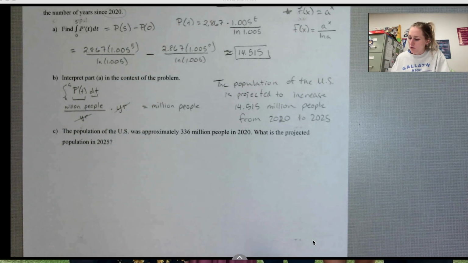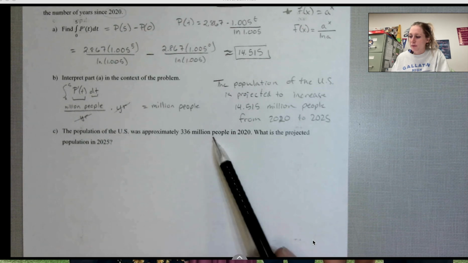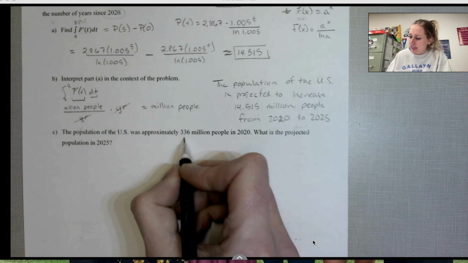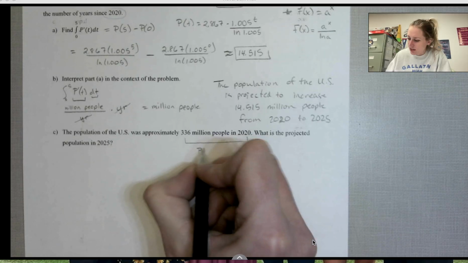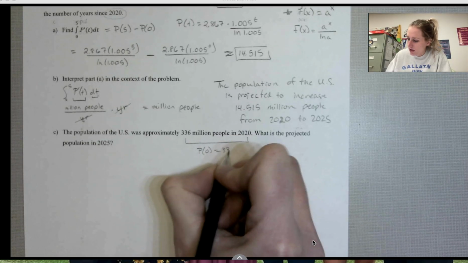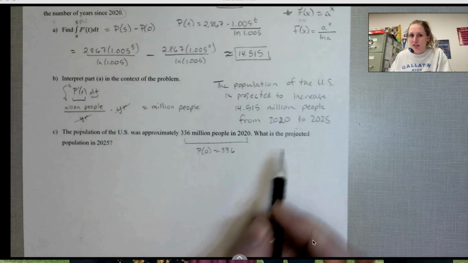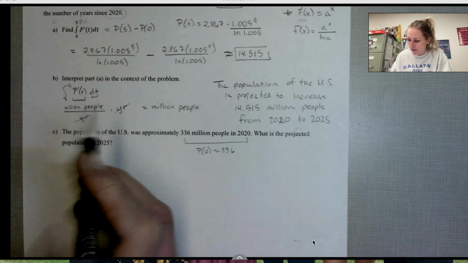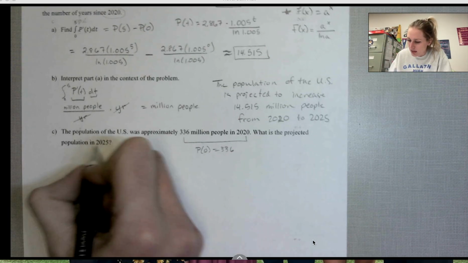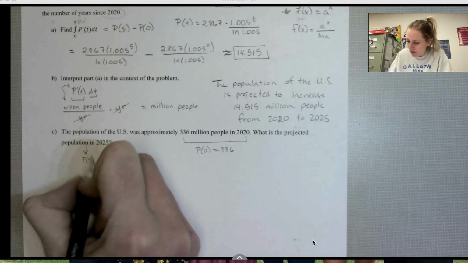The population of the U.S. was approximately 336 million people in 2020. This is an initial condition. That is telling us what is P of 0 right there, okay? What is the projected population in 2025? Okay, so we want what is P of 5.